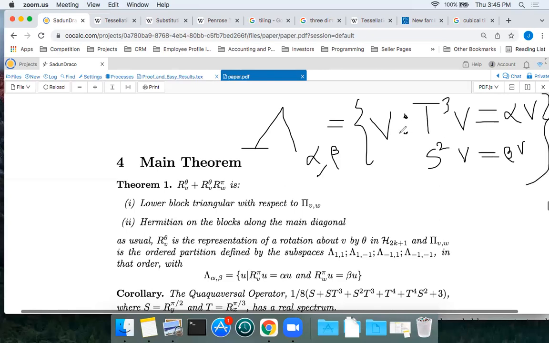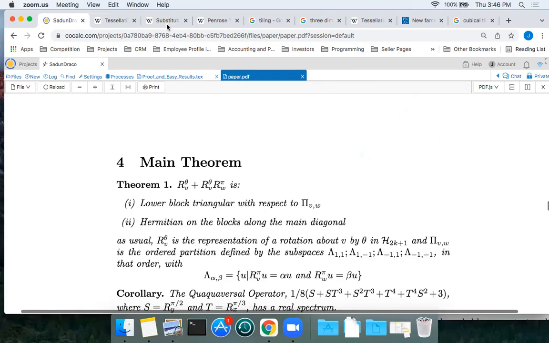Now you have these subspaces of the representation, the simultaneous eigenspaces. Remember, t cubed is a rotation by pi, so t to the 6 is a rotation by 2 pi. That means t cubed squared is equal to 1, so alpha is either 1 or -1, and beta is also 1 or -1. Therefore, using the simultaneous eigenspaces of t cubed and s squared, you get a partition of the representations into 4 orthogonal vector spaces.